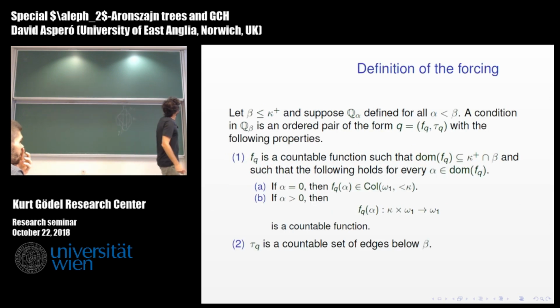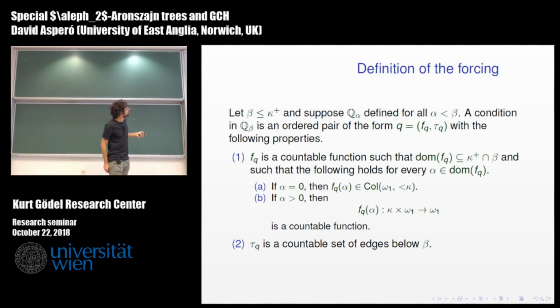Yeah. So here's the definition of the forcing. Okay, it's not all on this slide, sorry. But here's how it starts. So let beta be less than or equal to kappa plus, and suppose that Q alpha has been defined for all alpha less than beta. Now, a condition in Q beta is an ordered pair of this form: you have this working part F_Q, and you have the side condition tau_Q, with the following properties.